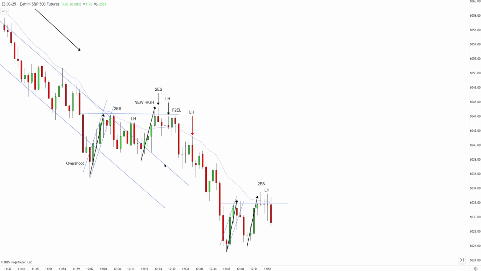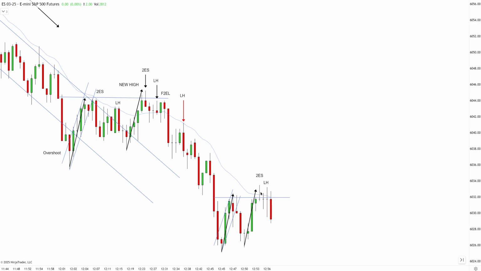You just identify the bias, draw the key entry point, and you look for these two-legged pullbacks to the key entry point. When there's a two-legged pullback, there's going to be a lower high, and there's going to be a second entry long. So it's the same price action every single time. I know it can be a little bit hard when you're starting out, but after you get some experience, it will become second nature. You will count completely in your head, and you will not even have to zoom in closely.